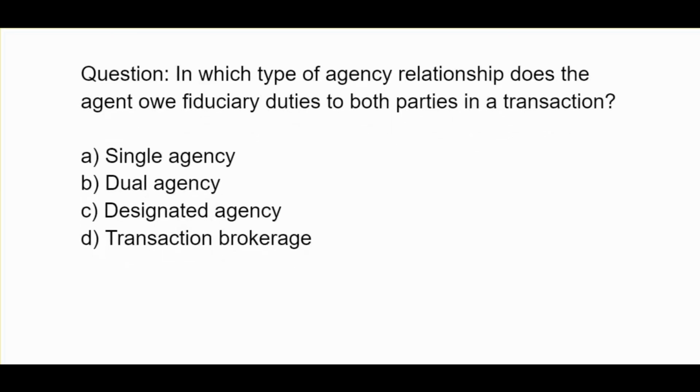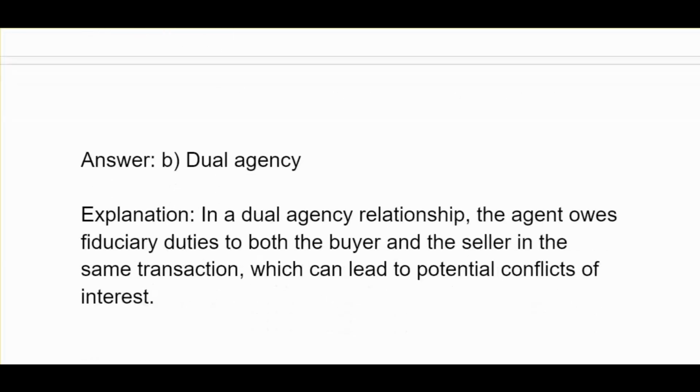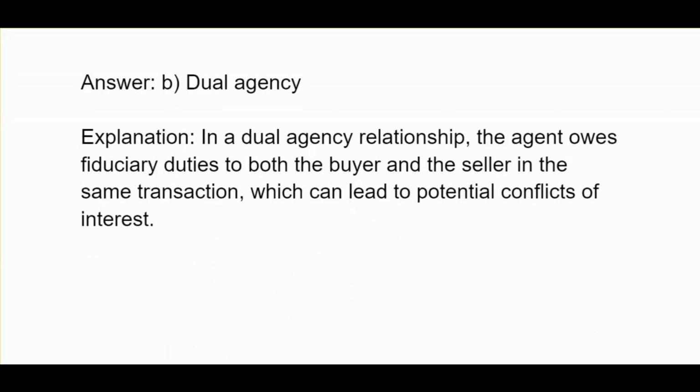In which type of agency relationship does the agent owe fiduciary duties to both parties in a transaction? A, single agency. B, dual agency. C, designated agency. D, transaction brokerage. B, dual agency. In a dual agency relationship, the agent owes fiduciary duties to both the buyer and the seller in the same transaction, which can lead to potential conflicts of interest.